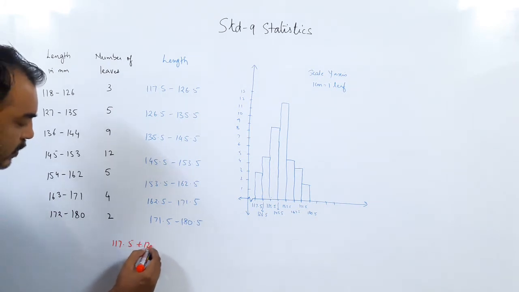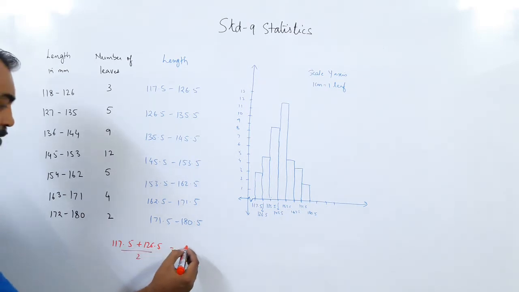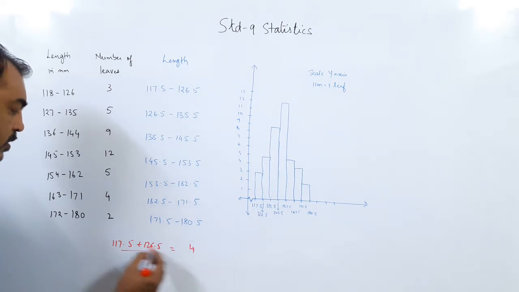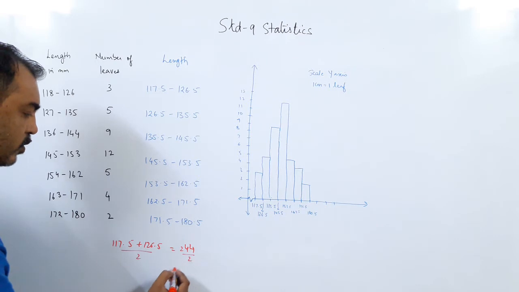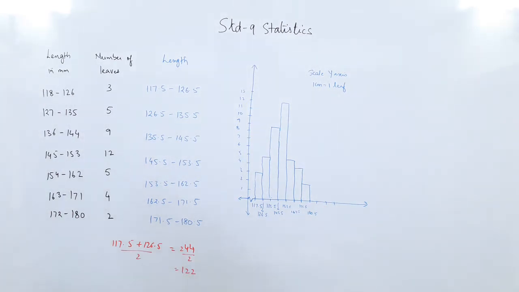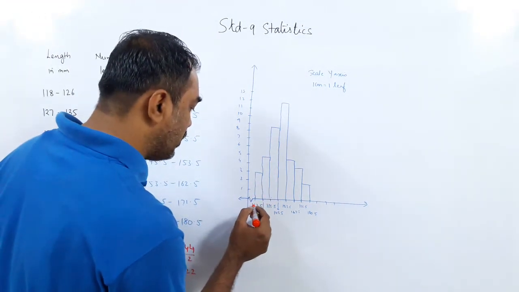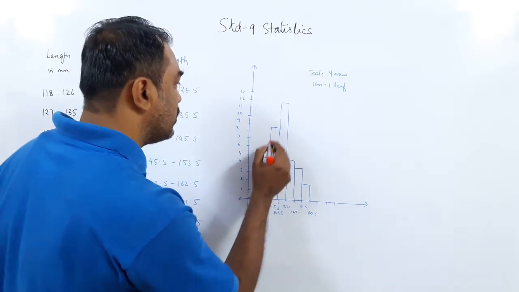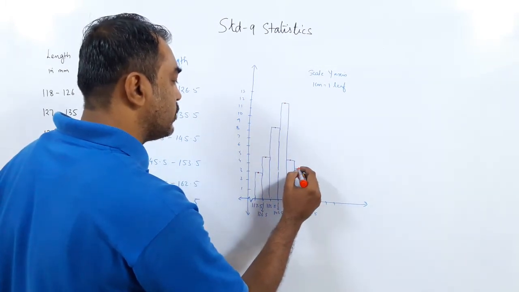117.5 plus 126.5 upon 2. You can find that: 0, carry 1, 6 and 7 is 14, 4, carry 1, 2 and 1, 3 and 1, 4, and 244 upon 2 is how much? 122. So 122 is the midpoint. So exactly here in the middle, between 117.5 and 126.5 you will get 122. These are the midpoints exactly in the center.